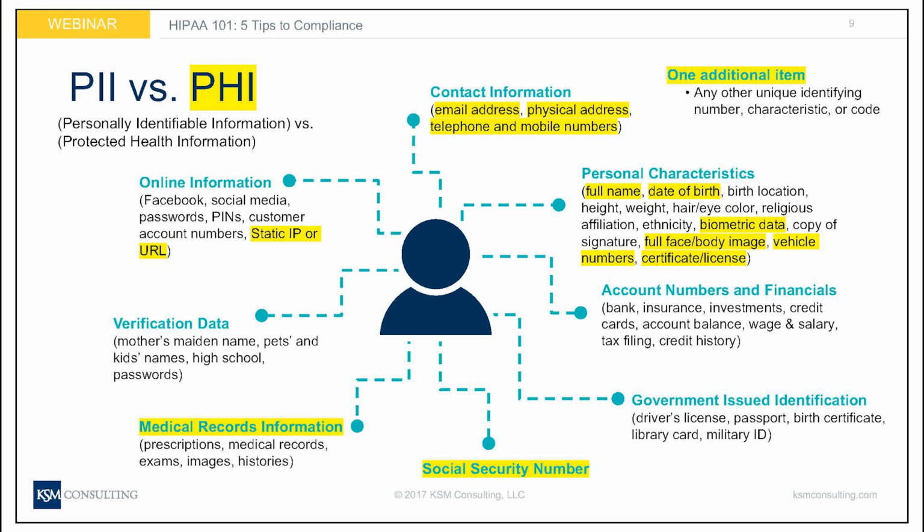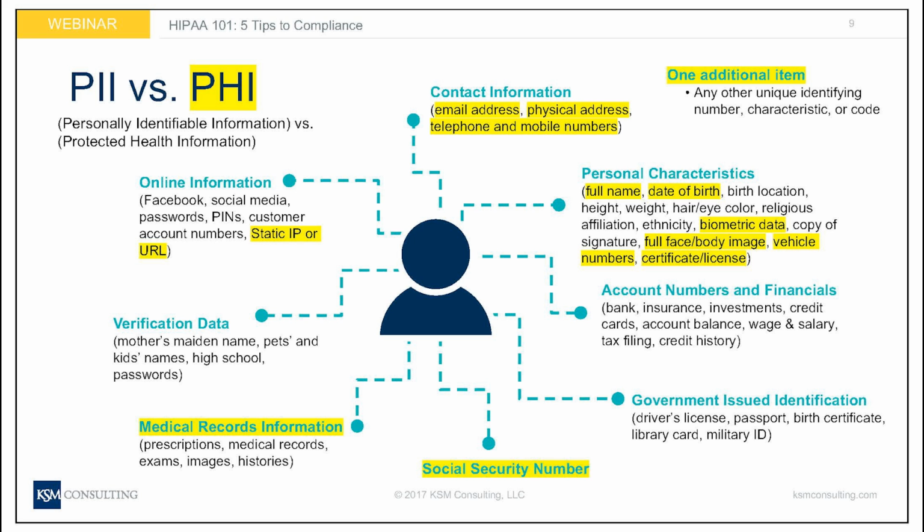Another question we get a lot, and it's good to kind of level set, what is PII versus PHI? Personally identifiable information versus protected health information. As HIPAA defines it, there are 18 core elements of PHI, and those are the elements that are highlighted as we go around the ring. Some easy ones that you can see: contact information, personal characteristics like date of birth and biometric data, obviously your social security number and all of your medical records.